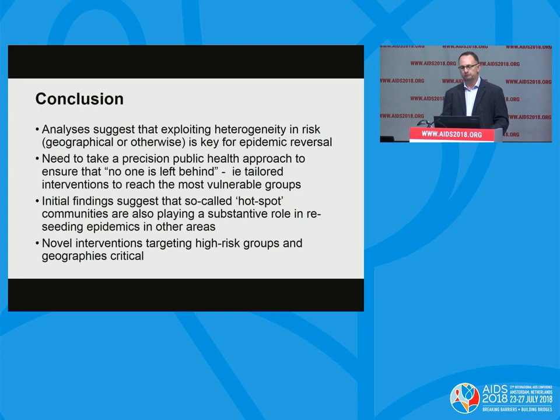So, conclusion. I hope that's given you an idea of the sort of micro-epidemics that exist in our setting, and the analyses suggest that exploiting heterogeneity in risk, be that geographical or otherwise, is key for epidemic reversal. And so we need to take a precision public health approach to ensure that no one is left behind, and that means tailored interventions to reach the most vulnerable groups. Our initial findings suggest that the so-called hotspot communities are also playing a substantive role in reseeding microepidemics in other areas, and so novel interventions targeting high-risk groups and geographies are really critical.